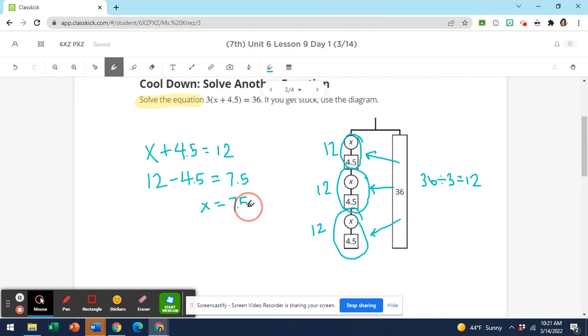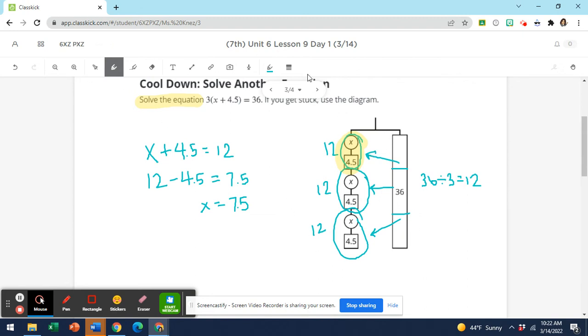Now, notice that what I did here was take my hanger diagram and do the same thing to each side. On the left side, I split my diagram into 3 equal groups so that I was left with a group of x plus 4.5. Then I also split 36 into 3 equal groups so that each group was equal to 12. And that's one way that you could solve this problem.